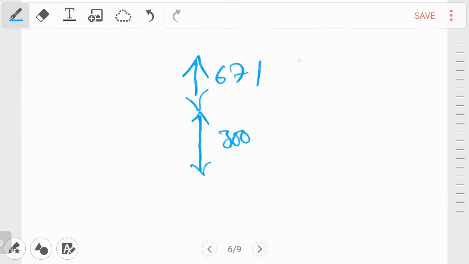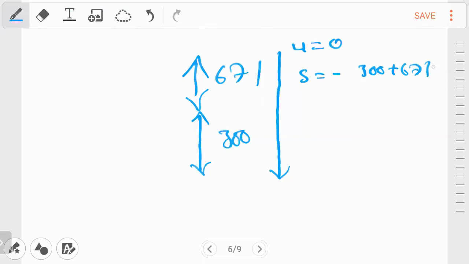So now you know the full displacement it has to fall down. The initial velocity u is 0. The displacement is a downward displacement, so it's negative. That's 300 plus that 671. You can even keep that 0.4 bit, or you can just use it. Okay, so you know g is a downward value as well, negative 9.8.